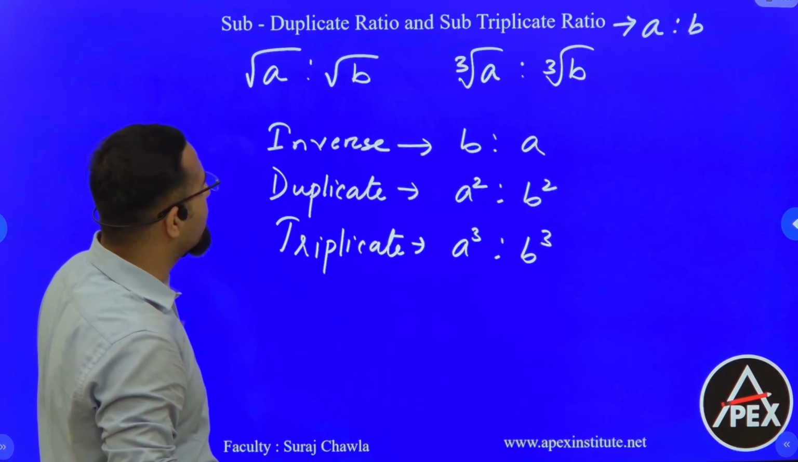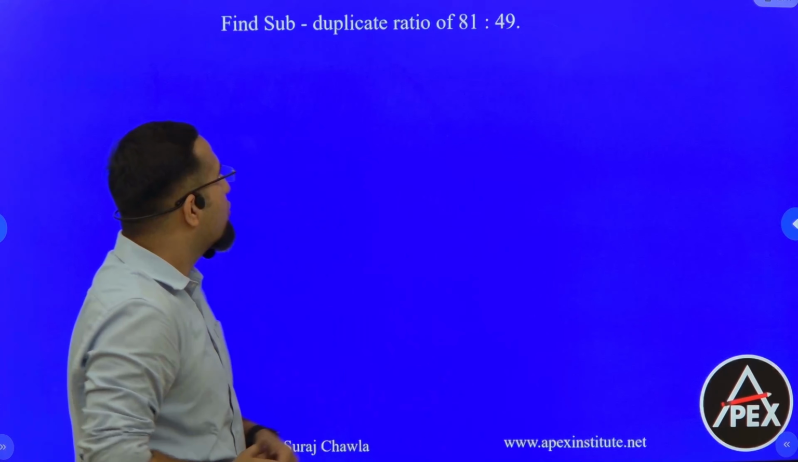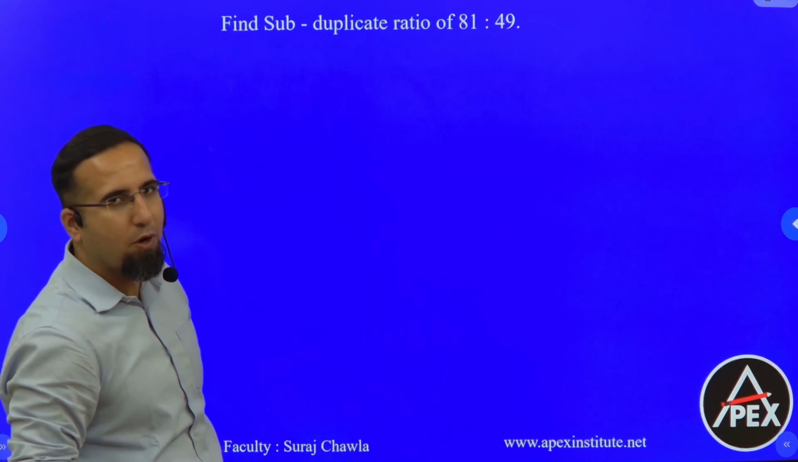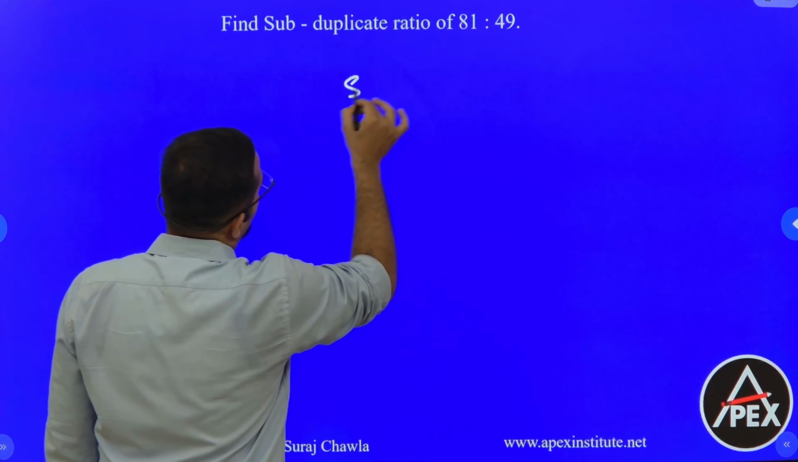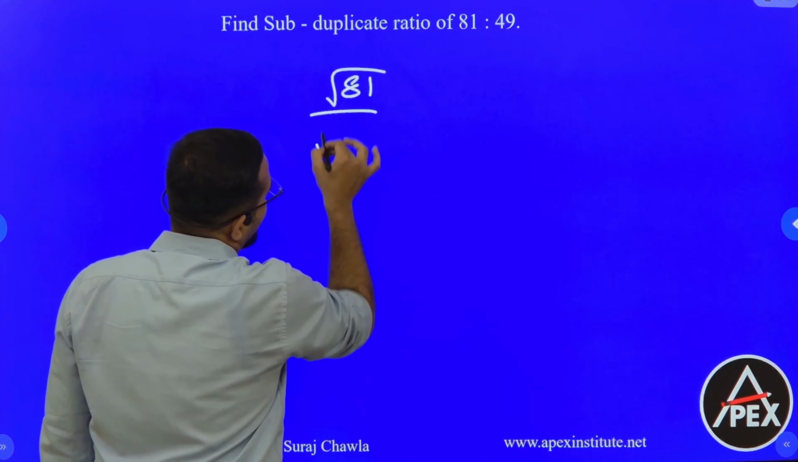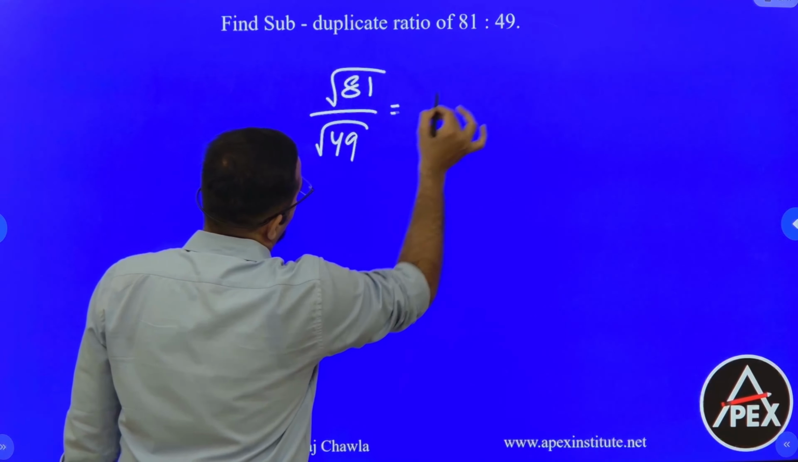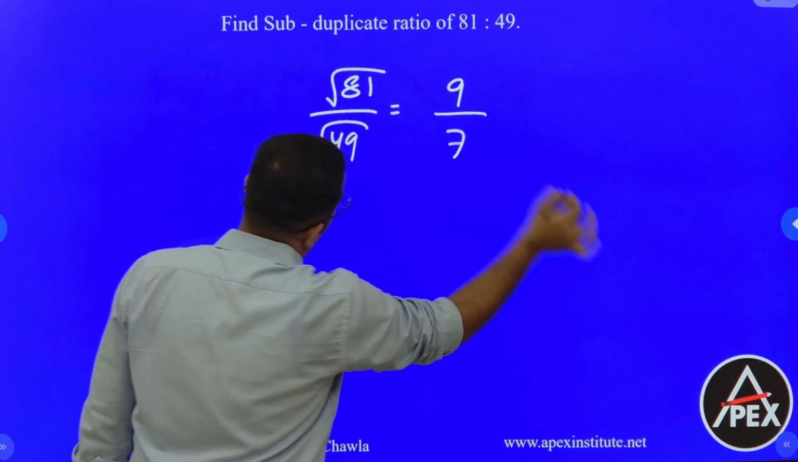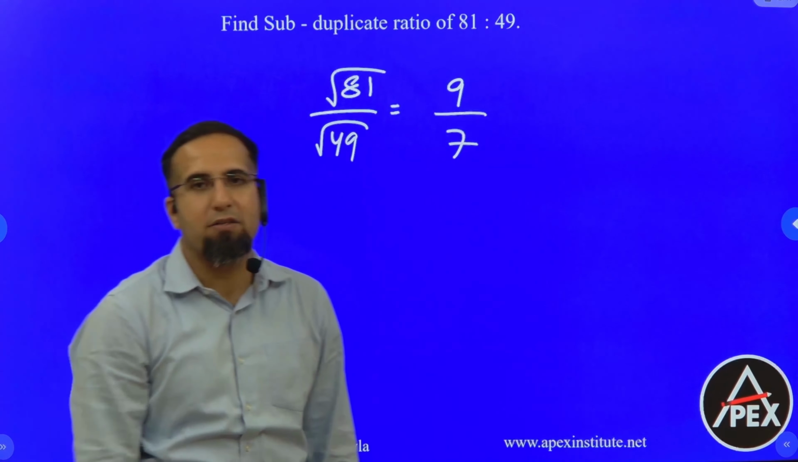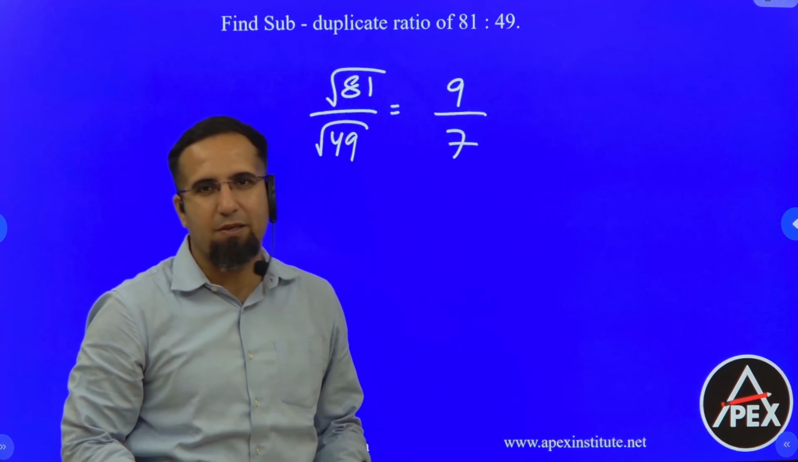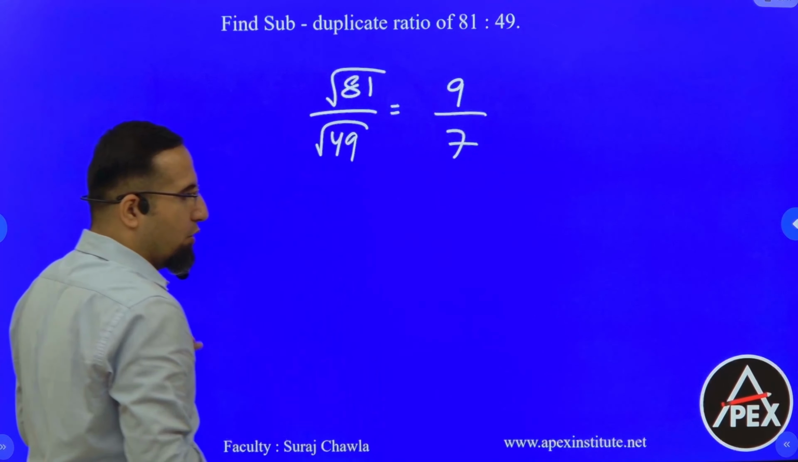Let's solve a few questions on subduplicate and subtriplicate. So I'm asked subduplicate ratio of 81 is to 49. That will be square root of 81 divided by square root of 49. So square root of 81 is 9. Square root of 49 is 7, and therefore my answer becomes 9 is to 7. Very simple question. Okay. Now let's move forward.